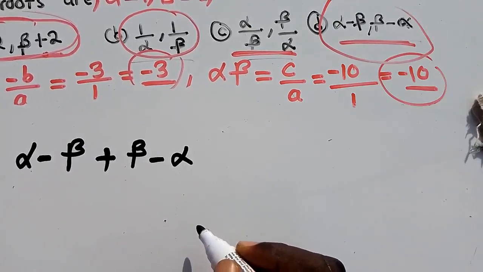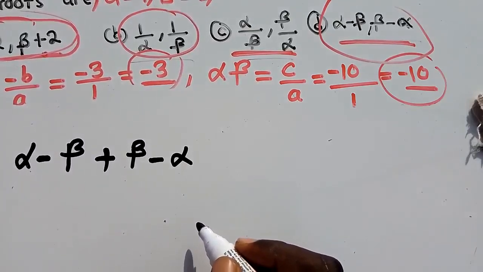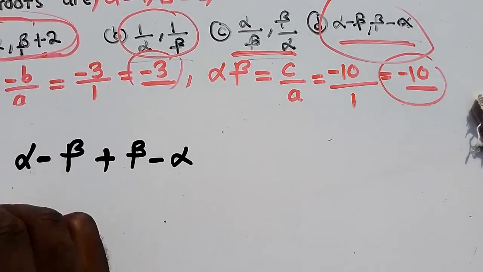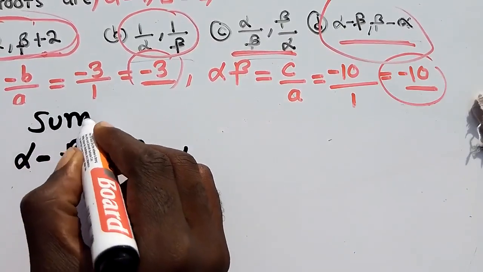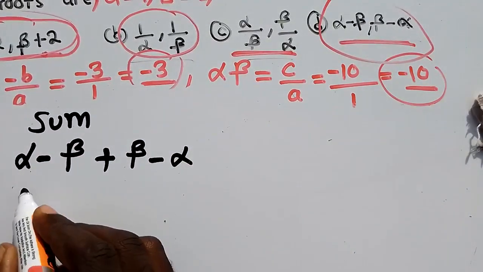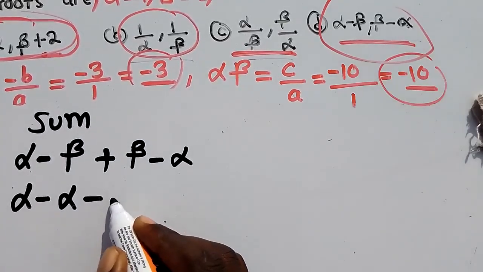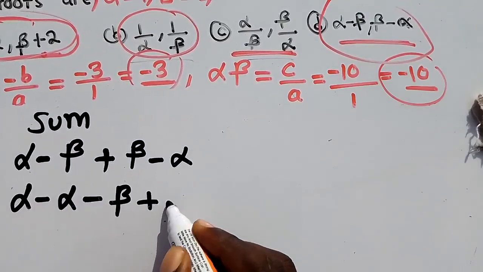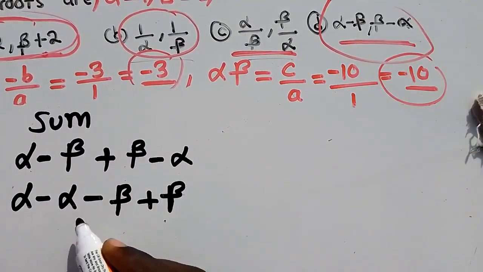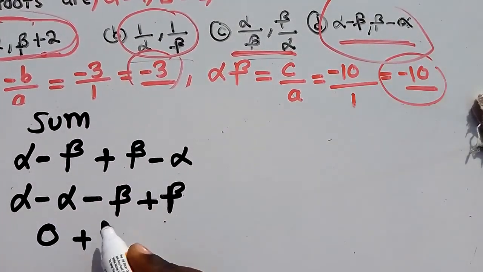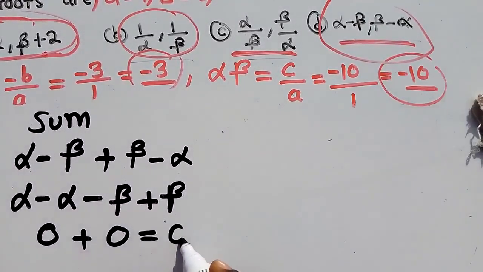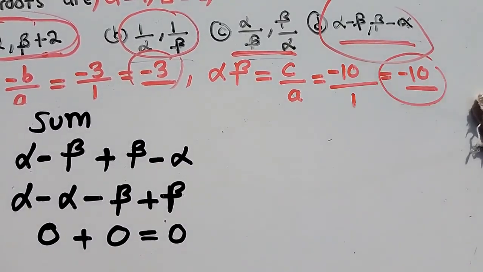So when we add these two, what are we going to get? This is the sum which you want to find. When you add these two, you're going to have alpha minus alpha, then I've got minus beta plus beta here. This one will give me a 0, and also this one will give me a 0. So the sum is 0. This is the 0 that is here.